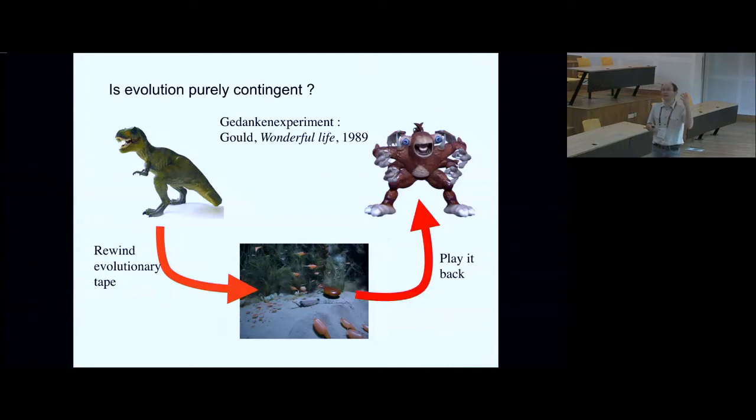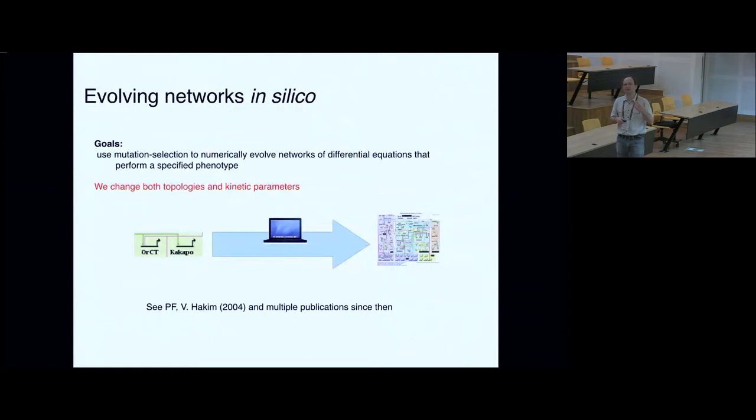As I said in my first lecture, you need to have a formalism to do this experiment. Of course, you cannot do these experiments in real life, but if you have a formalism to study this problem, you could try to study it in a more theoretical way. This is what I've been trying to do for almost 15 years now, starting during my PhD with Vincent Hakim, where we essentially played this game of evolving networks, but in the computer.